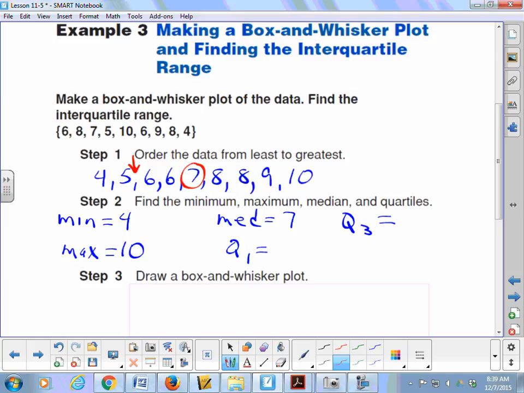So what's between 5 and 6? I just find the average of those two numbers. The average of 5 and 6 is 5.5. So Q1 would be 5.5. Whenever you have an even set of numbers and you're trying to find a median, it's the average of the middle two numbers. So then Q3 would be up here, and that would be the average of 8 and 9, so 8.5.